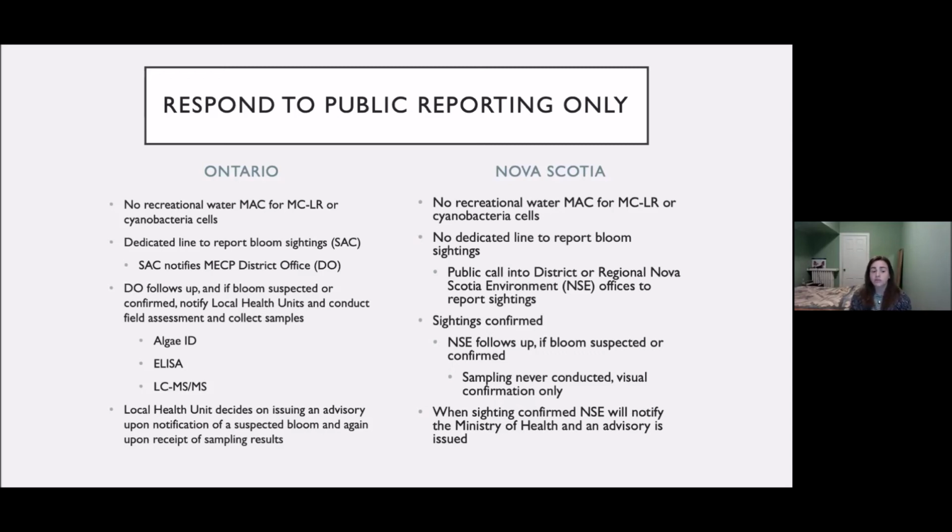The district office will follow up if the bloom is suspected or confirmed and notify the local health unit as well. And then the Ministry of the Environment conducts a field assessment and collects samples. So they do algae IDing, they do the ELISA lab test, and then they'll do LCMS if the ELISA test shows that toxin concentrations are high, just to get a better count of toxin levels. It's just like a more stringent test.